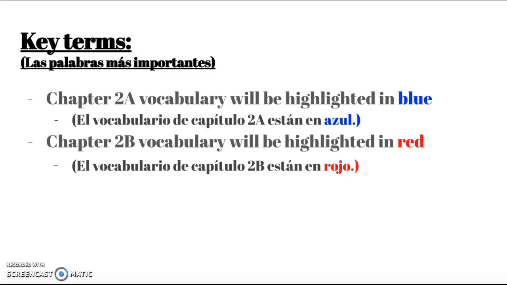The key terms. For Chapter 2A vocabulary, these words will be highlighted in blue. Chapter 2A talks about various classes that you may take while you are in school. Chapter 2B vocabulary will be highlighted in red. These vocabulary terms talk about items in a classroom and their location using prepositions. Let's get started.